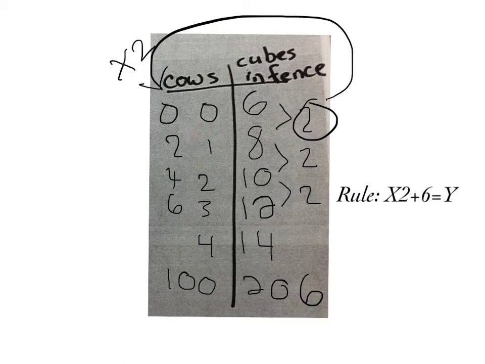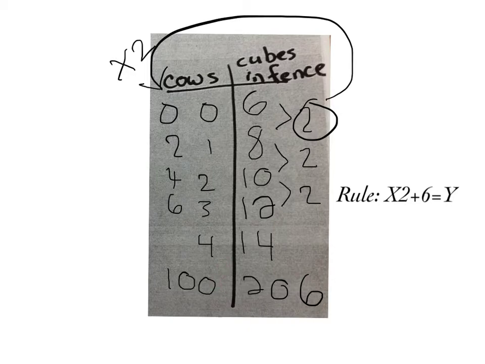So there's 1 cow when there's 8 cubes. There's 2 cows when there's 10 cubes. There's 3 cows when there's 12 cubes. And there's 4 cows when there's 14 cubes. And there's 0 cows when there's 6 cubes in the fence. And then with 100 cows, there's 206 cubes in the fence.